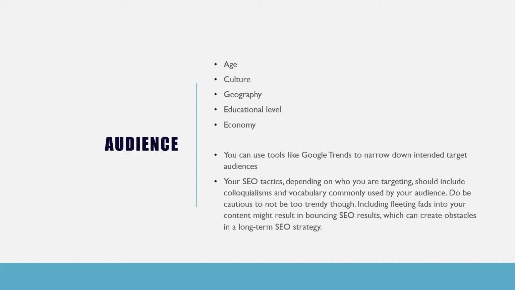So you want to think of the keywords that would be most age appropriate or maybe most educational level appropriate. You might also need to consider the economic demographic of your target audience. You can use tools like Google Trends to narrow down your intended target audiences. Google Trends gives you a sort of overview if you look up different words and where those words are most commonly looked up.